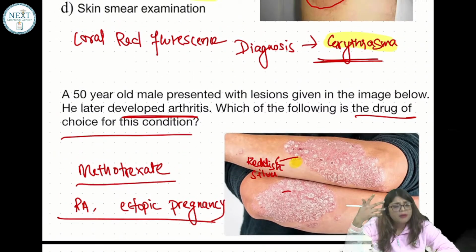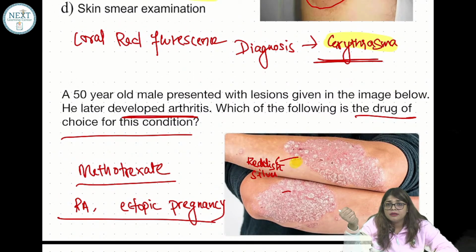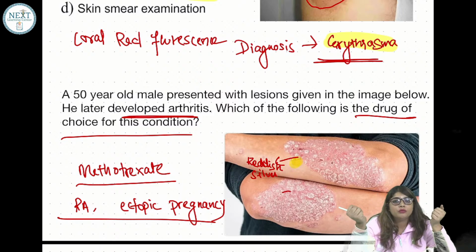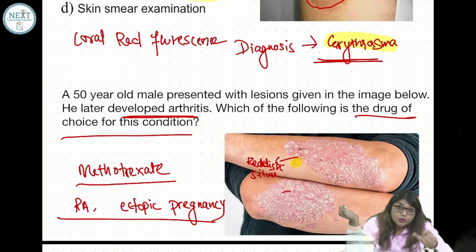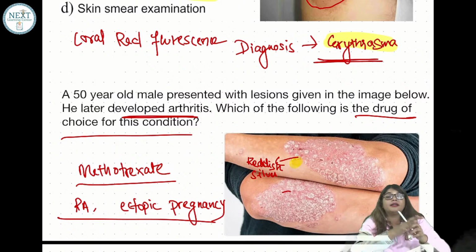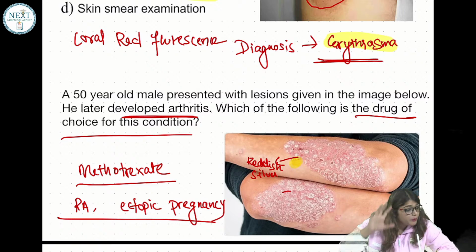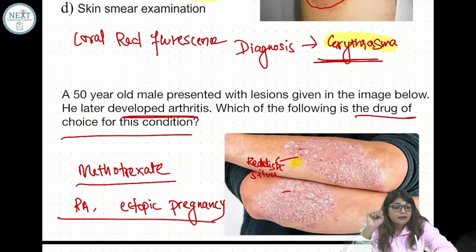What other medications can you remember? What other DMARD do you know? We just spoke about it in our PSM session. Chloroquine is also a DMARD. So chloroquine is also used in rheumatoid arthritis. What question comes from chloroquine? We discussed it that time.